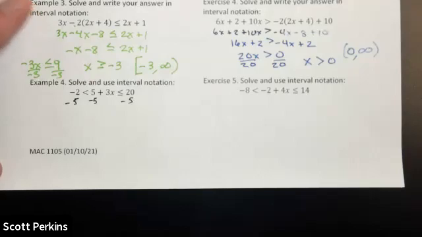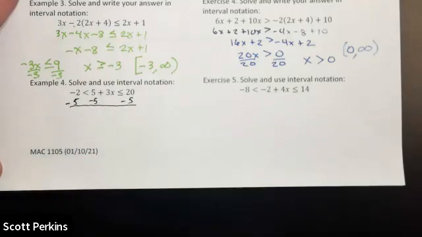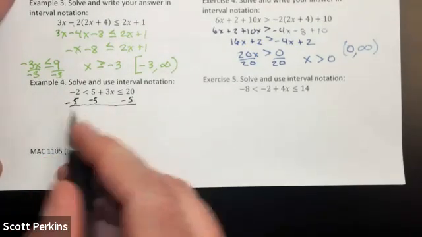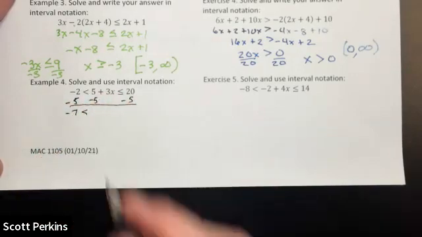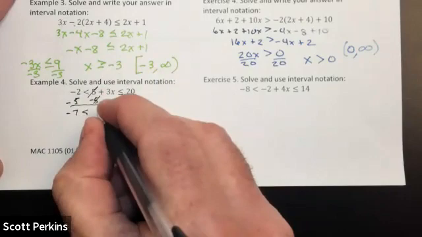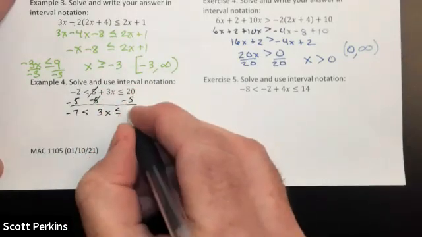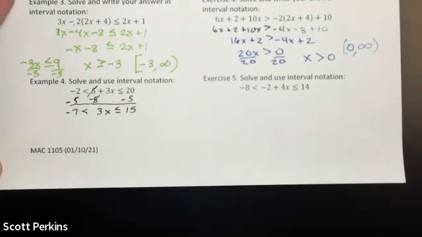We don't change our inequality signs for subtraction, only if I'm multiplying or dividing by a negative. So on the left, -2 minus 5, that's -7. Going to leave the less than. Here, the 5's cancel. I have 3x in the middle, and then less than or equal to 20 minus 5 is 15.